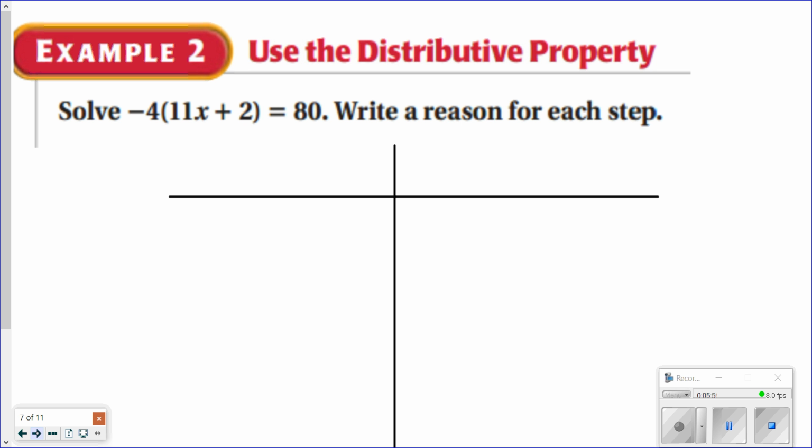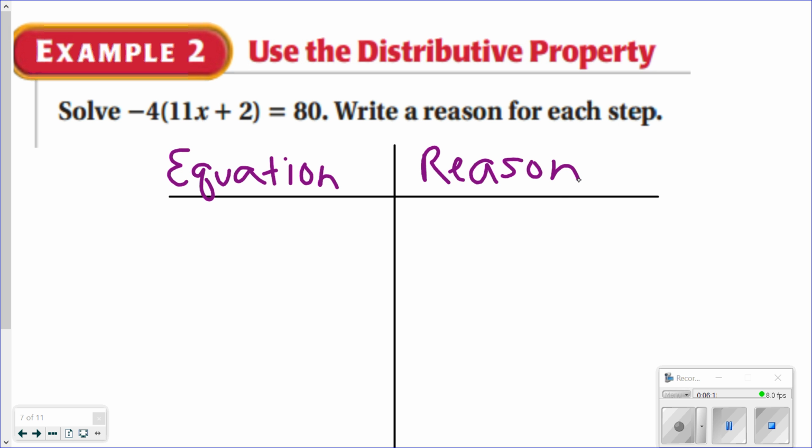Solve negative 4 times the quantity 11x plus 2 is equal to 80. Write a reason for each step. All right, so I'm going to write equation and reason. First thing we always do is write out what's given. So negative 4 times 11x plus 2 is equal to 80. The reason, well, it was given to us.